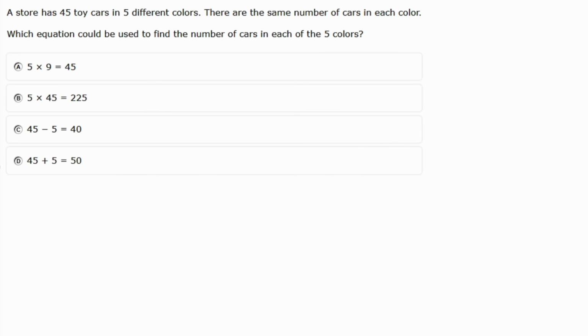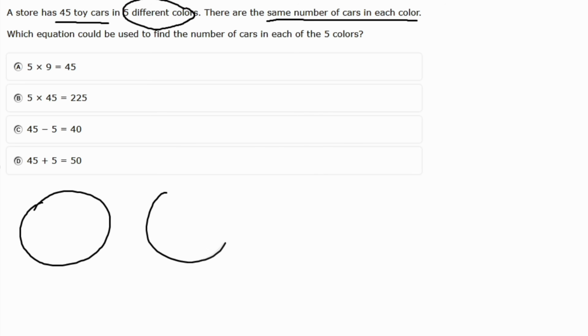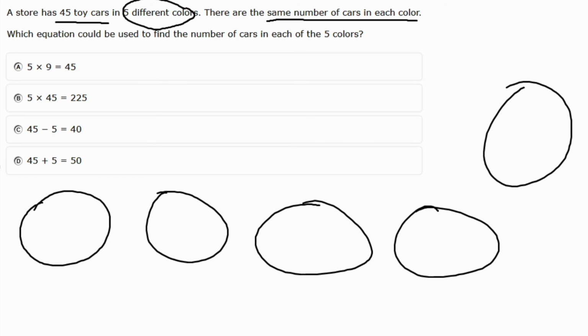All right, next question. A store has 45 toy cars in 5 different colors. There's the same number of cars in each color. So, same number of cars in each color. That's a good detail. Which equation could be used to find the number of cars in each of the 5 colors? So you have 5 colors, let's make 5 groups. So 1, 2, 3, 4, 5. Now remember, they told us we have 45 toy cars. That's the total. But we want to equally distribute the 45 toy cars into each group, okay?